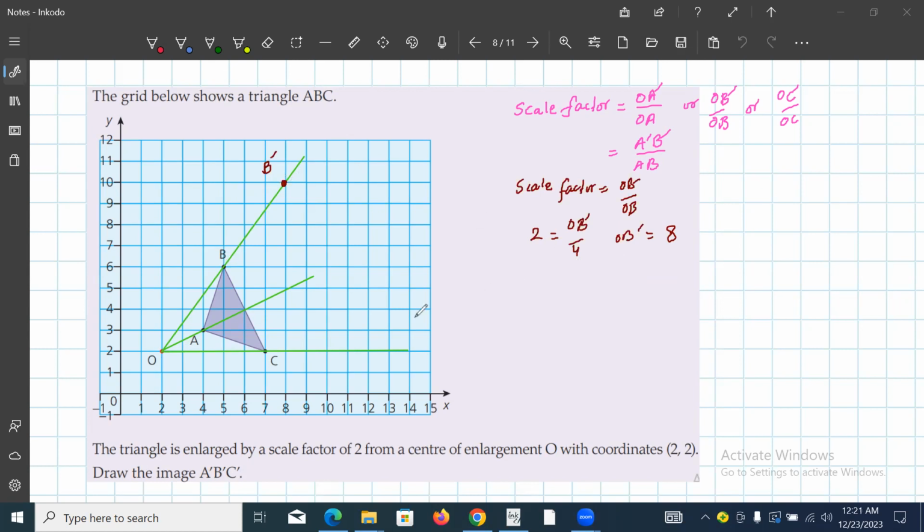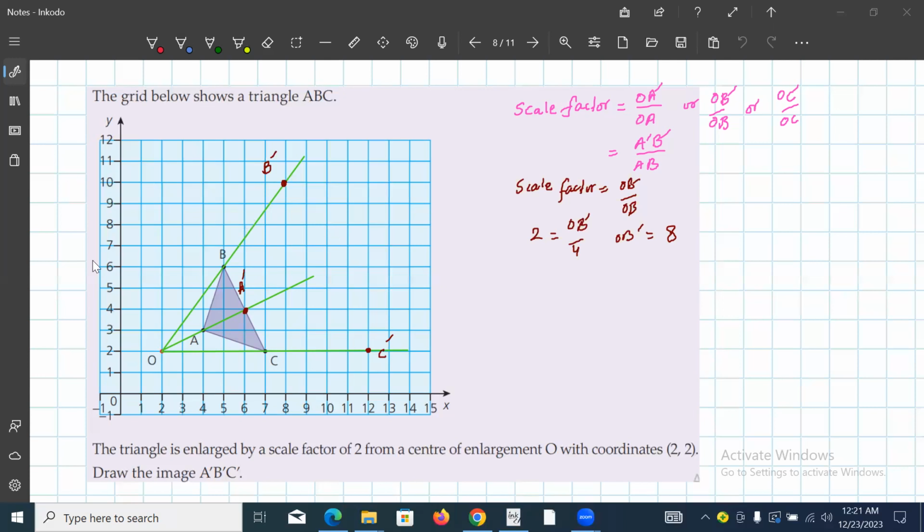In the same way we will find all other points by multiplying by scale factor 2 in each case. Like O to A we have 1, 2 boxes, so 2 multiplied by 2 gives us 4. So OA dash must be 4, meaning 1, 2, 3, 4. This is A dash. And O to C we have 1, 2, 3, 4, 5. So 5 multiplied by 2 is 10: 6, 7, 8, 9, 10. It means the image is 2 times bigger than the object ABC. This is C dash.